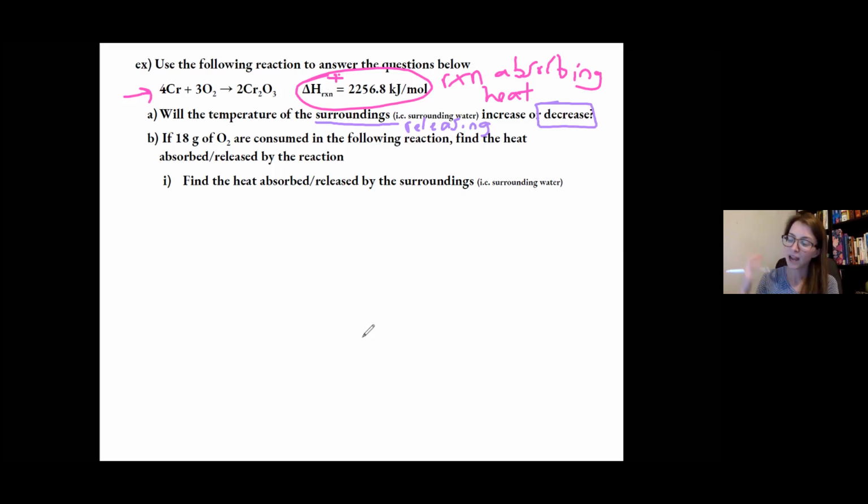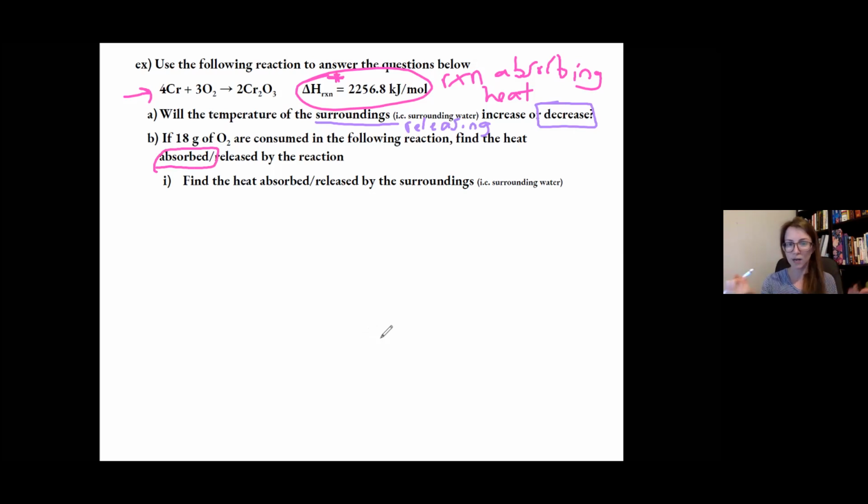I want to know if 18 grams of oxygen are consumed. So whether I said consumed on something on the left-hand side, a reactant, or produced something on the right-hand side, a product, that wouldn't change how I go about this question. 18 grams of O2 are consumed. It says in the following reaction, it means the above reaction. Find the heat absorbed or released by the reaction. Well, we already talked about why the reaction is absorbing heat. It has a heat of reaction that is positive.